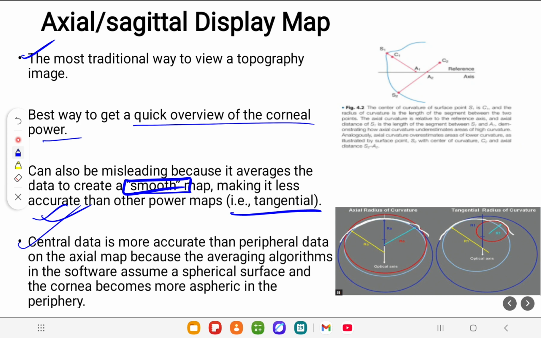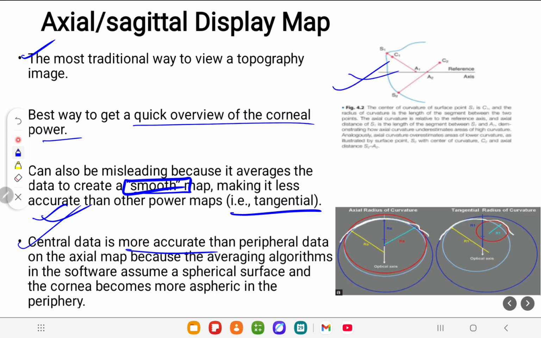Central data is more accurate than peripheral data on the axial map, because the averaging algorithm in the software assumes a spherical surface, and the cornea becomes more aspheric in the periphery. Basically, the central data, for example around the visual axis, the center of the cornea, is more accurate in the sagittal or axial map. Then peripheral data becomes more and more problematic.